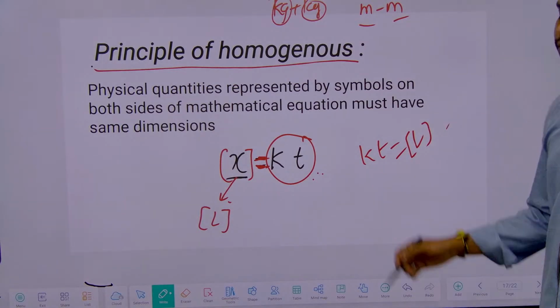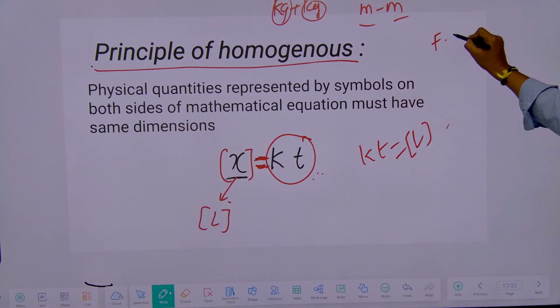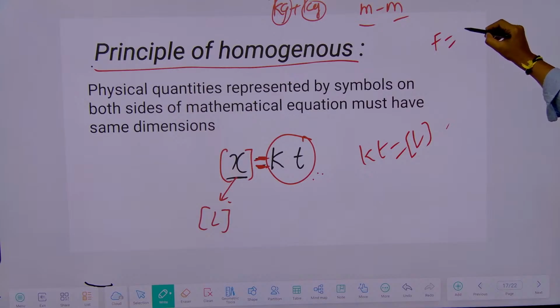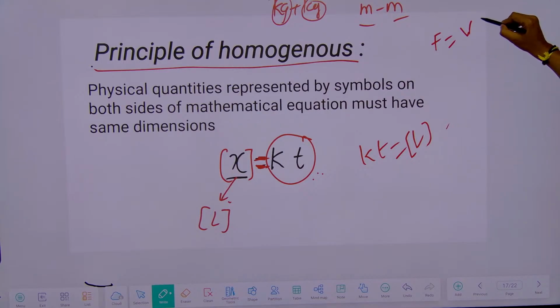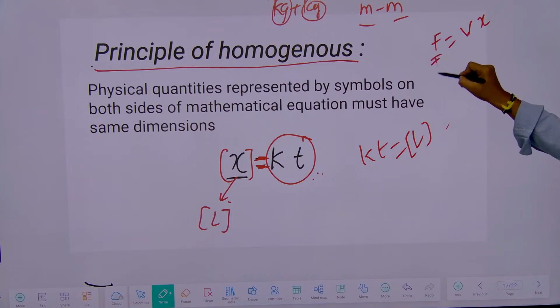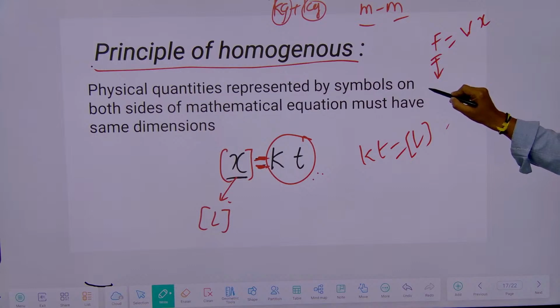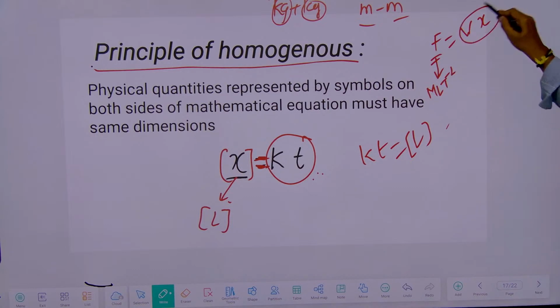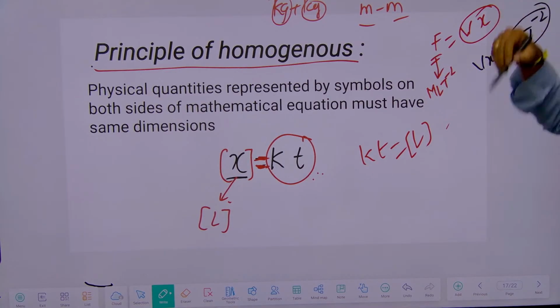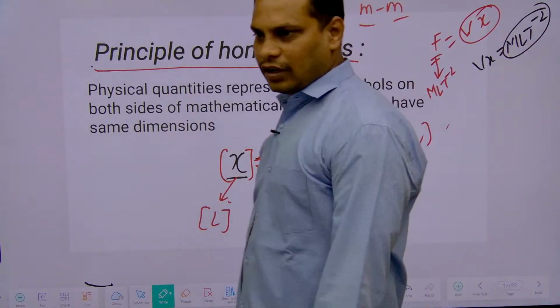Are you clear? Now suppose I'll take force F is equal to some value. Suppose, tell me the letter. V, okay? So V into, suppose I'll take one more number x. Are you clear? So here the left hand side of the equation is force, right? Force dimensional formula is MLT power of minus 2. Then Vx also must have the same dimensional formula, MLT power of minus 2. Please remember. Are you clear?